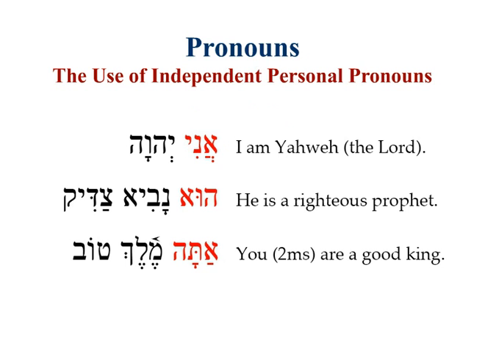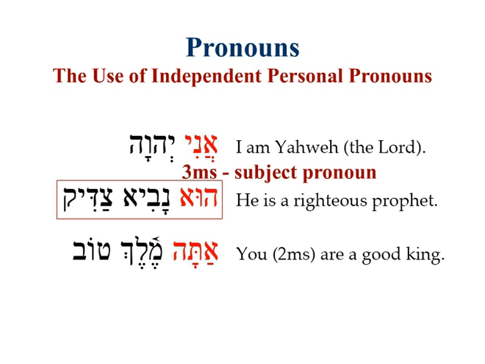The second example reads in Hebrew, Hu navi tzedek. The independent personal pronoun appears in red. It is the third masculine singular form, hu. Hu navi tzedek translates, he is a righteous prophet. The independent personal pronoun is functioning as a subject pronoun. Again, notice that the translation has supplied a present tense of the verb to be.